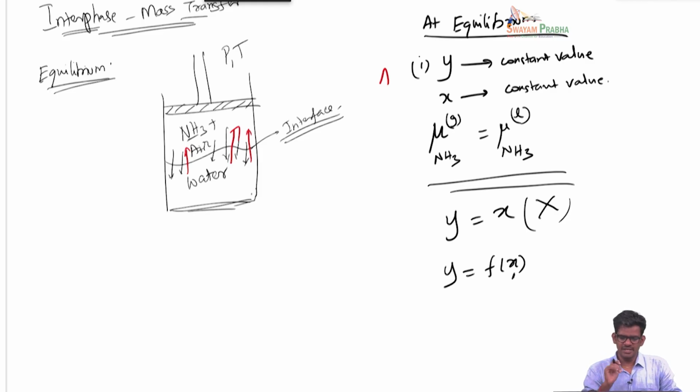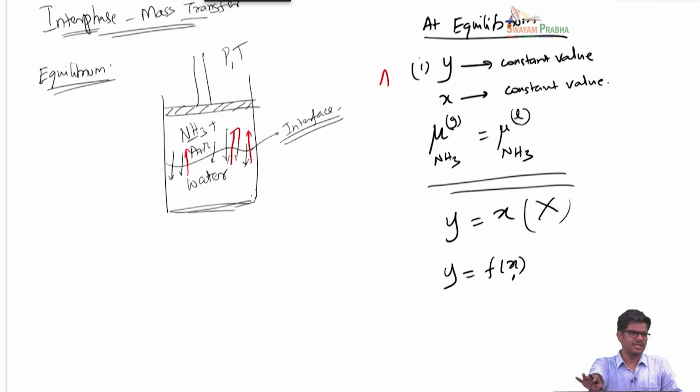So to see how this happens, come back to this particular problem. We have reached equilibrium. It is a batch system. Now let's say I inject a little bit more ammonia, pure ammonia, into the gas phase. What will happen?